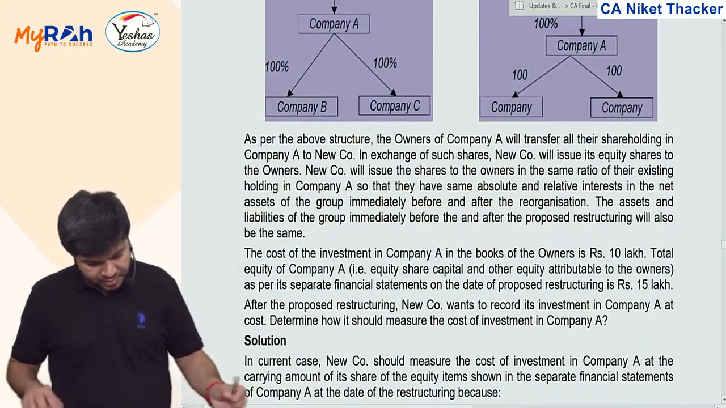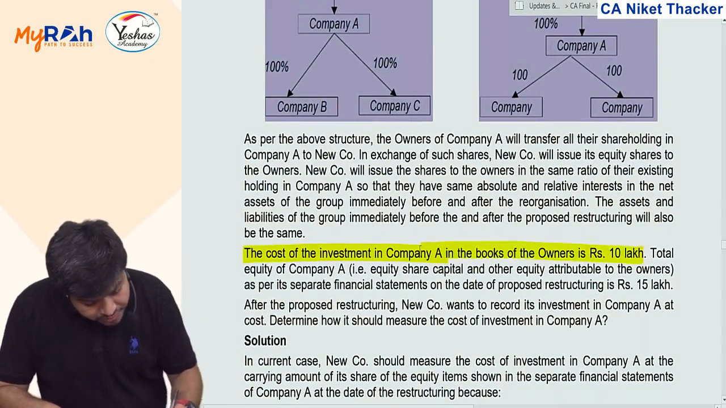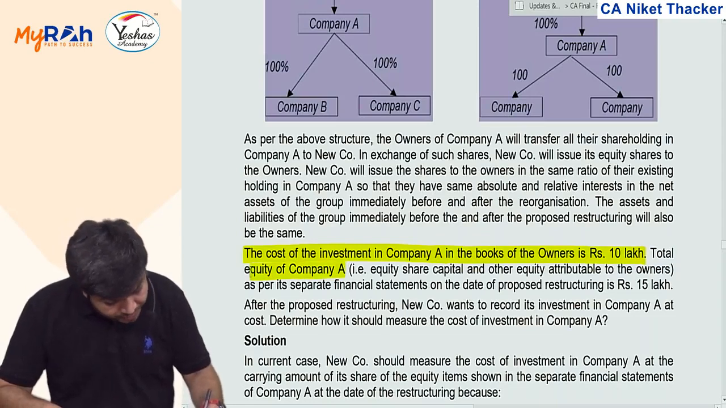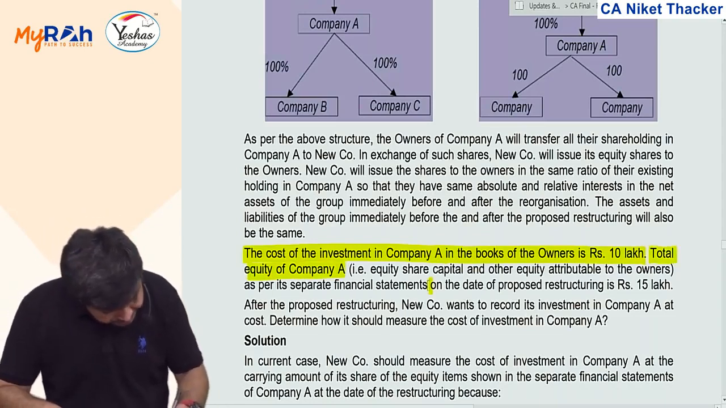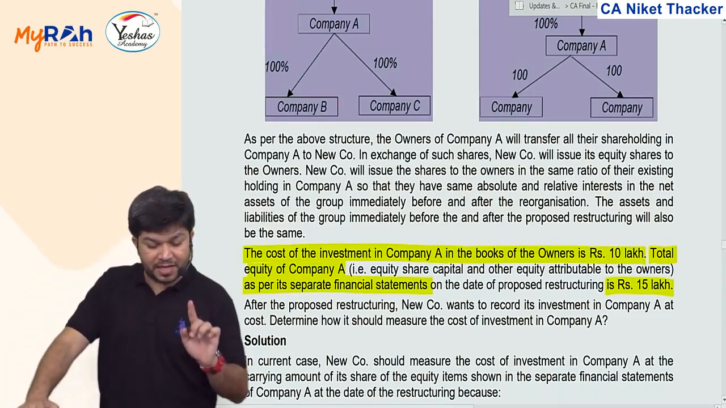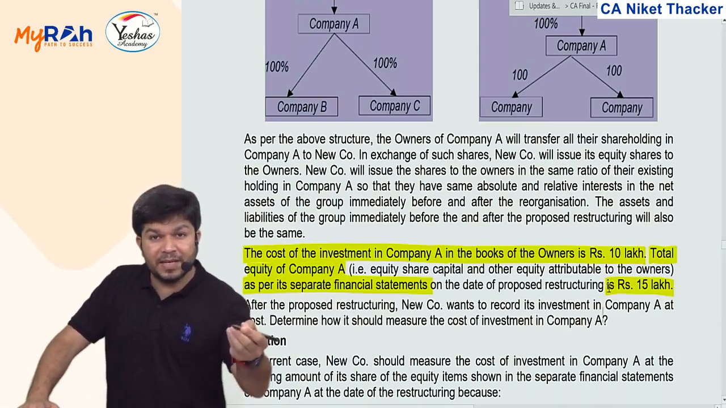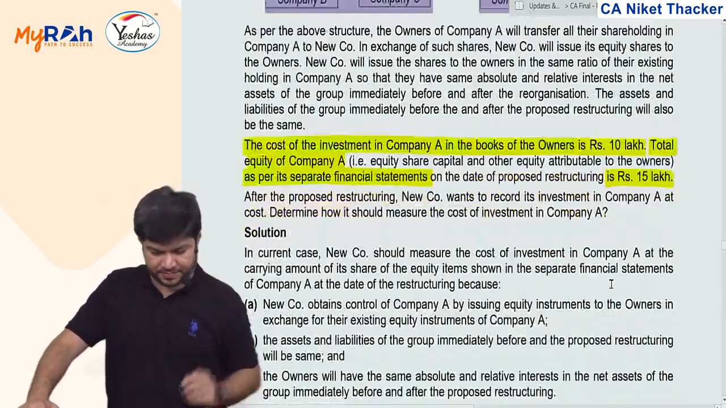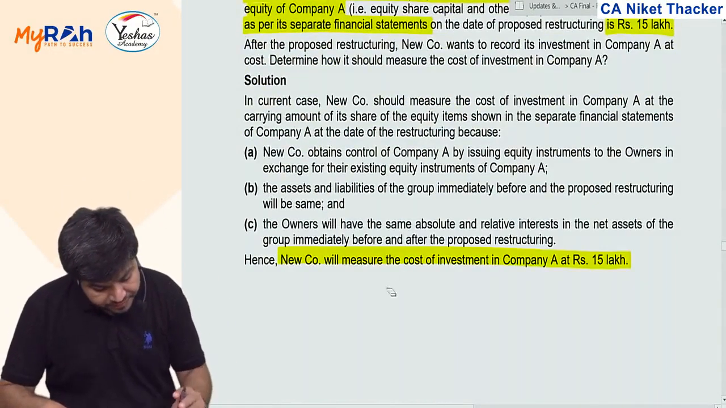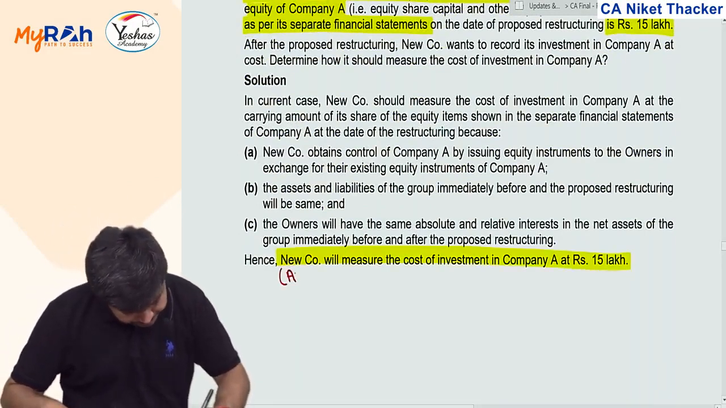Let's see. The cost of investment in A to the owners is 10 lakh. That you don't have to look at. Cost of investment to owner is 10 lakh. Equity of A in separate financial statement is 15. Double A Limited will record investment in A at 15 lakhs. Double A will measure investment in A at 15 lakhs. New company, I just say it as double A.